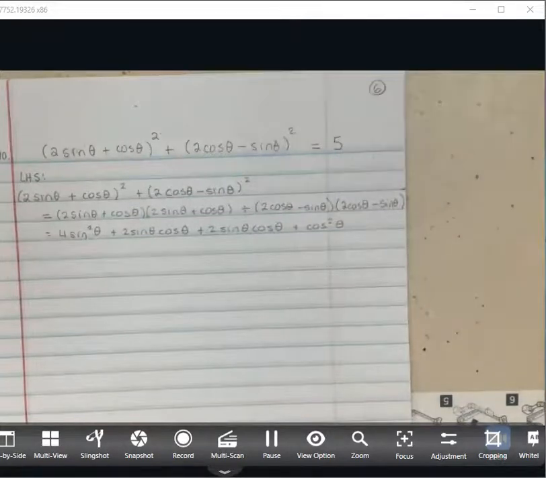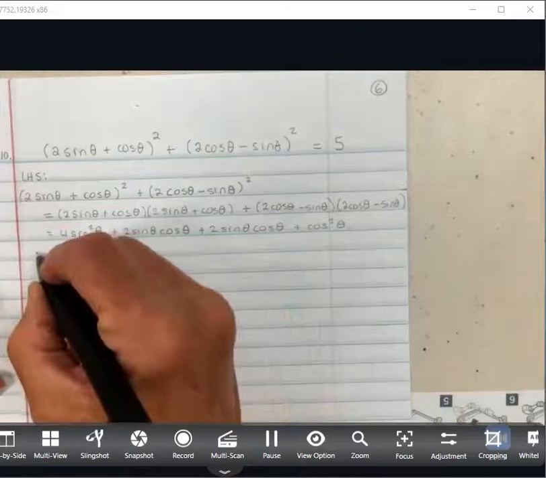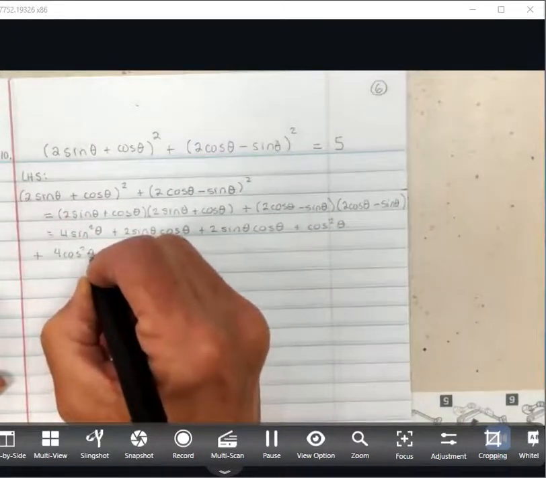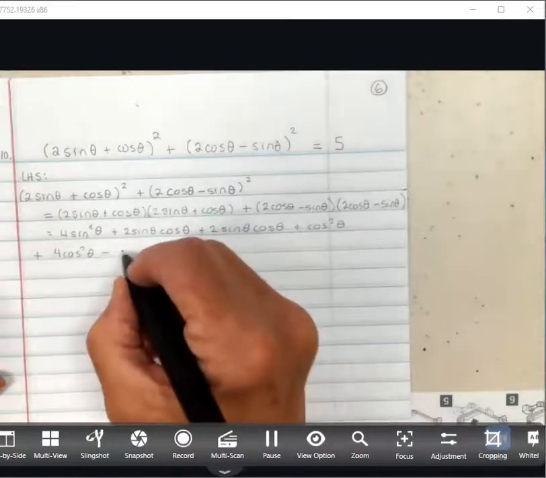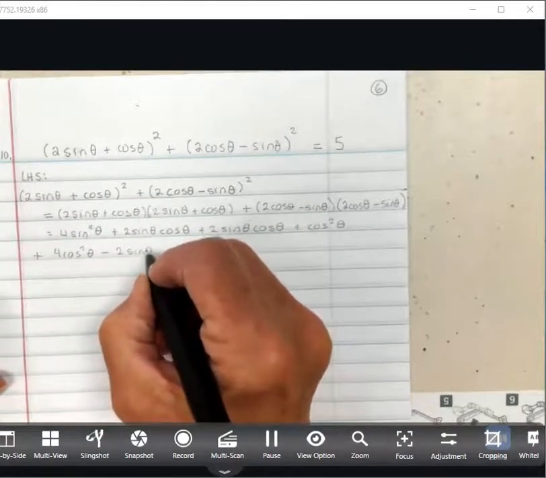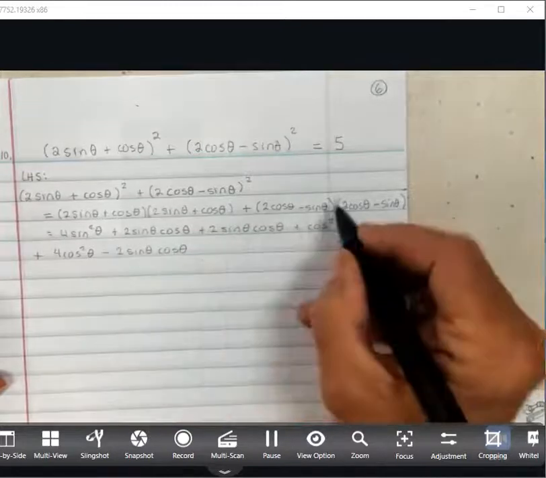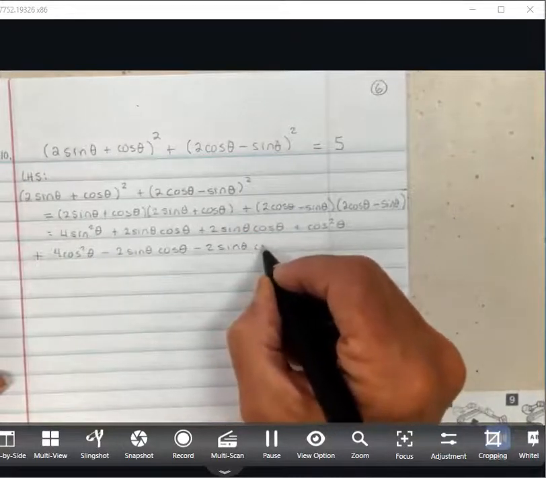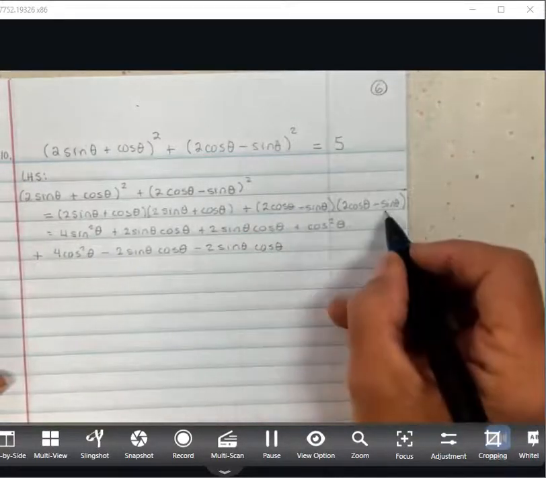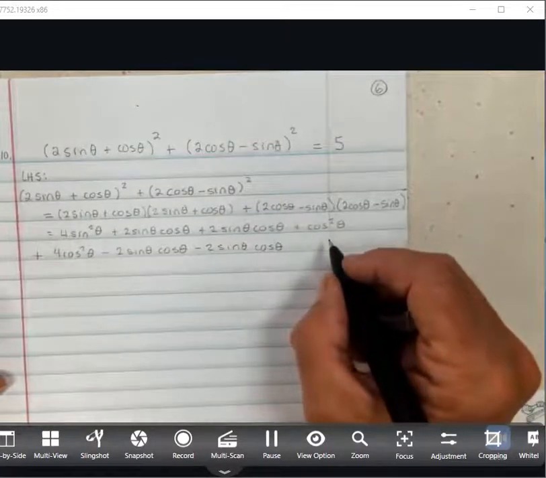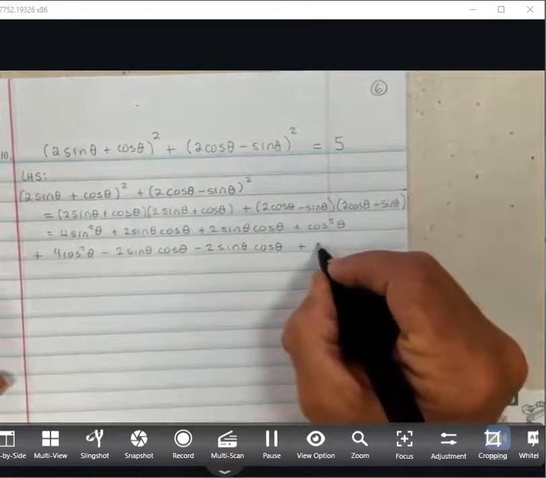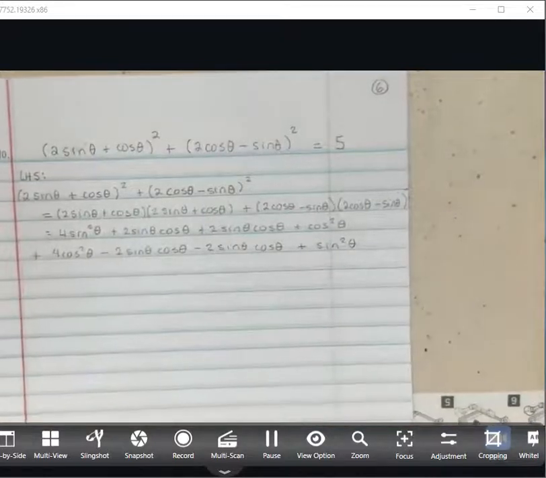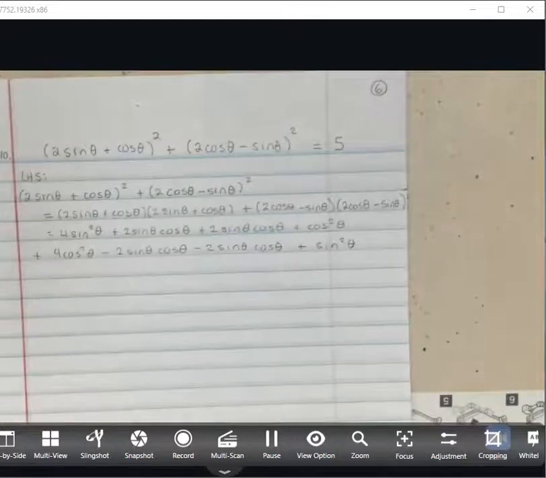So now I'm going to do it with this batch on the back. I still got the plus sign in between. I get a 4 cosine squared theta minus 2 sine theta cosine theta. Then the inside gives me another minus 2 sine theta cosine theta. And then the 2 last terms, I've got a minus sign times a minus sign gives me a positive sine squared. So there are my 8 terms of multiplying both of those binomials out.